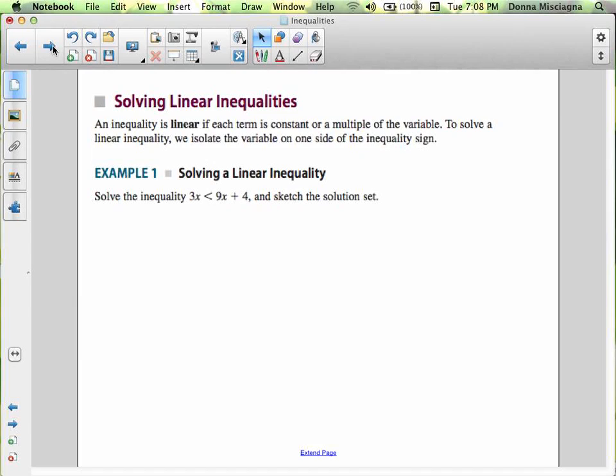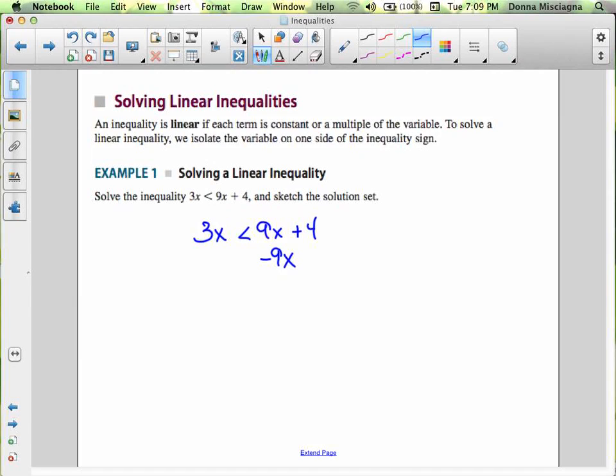So let's look at this one. We have 3x is less than 9x plus 4. I want to get the x's on one side, so we'll subtract 9x from both sides. And this is in your notes. So 3x is less than 9x plus 4. I'm going to subtract 9x from both sides. 3x minus 9x is a negative 6x is less than 4. So we did our first step.